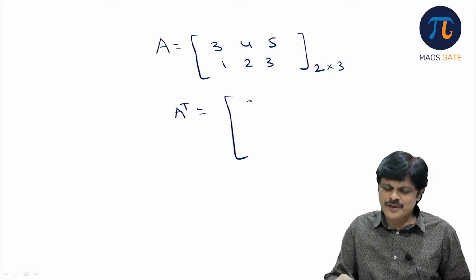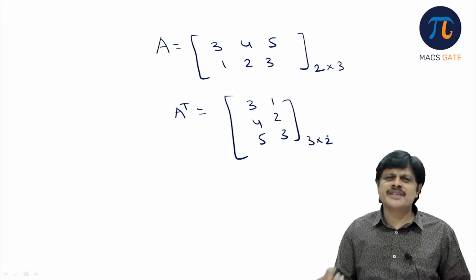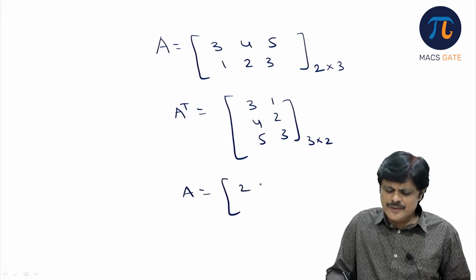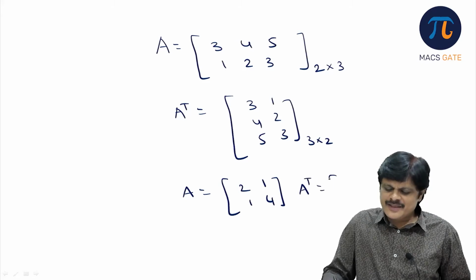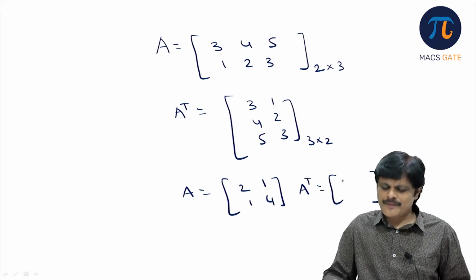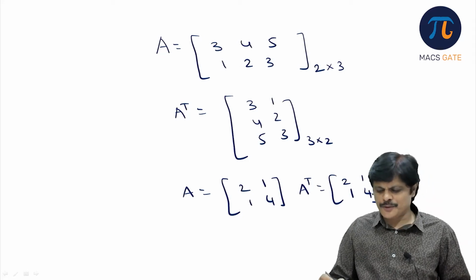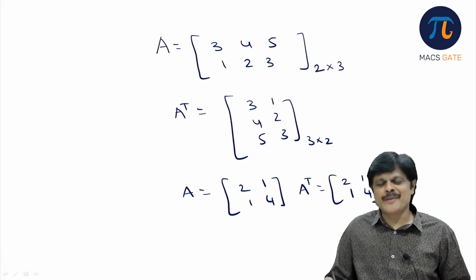So what is the first row? 3, 4, 5. That becomes first column, and second row becomes second column. That is, it becomes 3 by 2 matrix. If it is a square matrix, order will be the same. Okay, let us take 2, 1, 1, 4. Now what is the transpose of this matrix? So first row converted to first column and second row converted to second column. Oh, you again got the same matrix, and this is actually what is called as symmetric matrix.